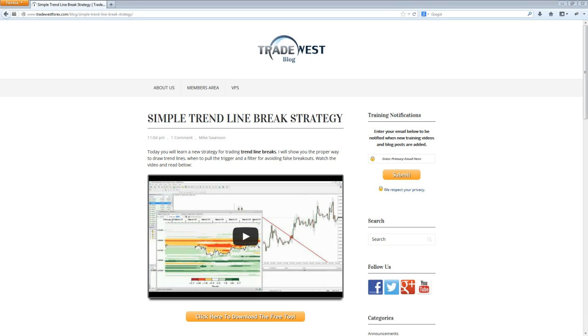Yeah, 1 to 2 usually is more difficult to get. That's why I'll use scaling out to try to achieve that. I'll take 1 to 1, scale out, and then ride the trade up further to the 1 to 2 and move my stop up.